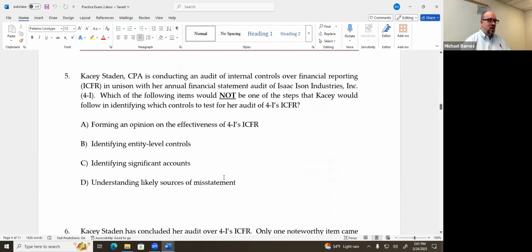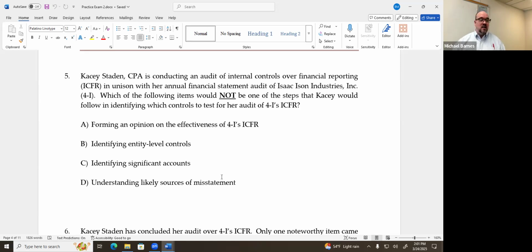Casey Staden, what a name. Casey Staden, CPA, is conducting an audit of internal controls over financial reporting, in conjunction with the annual financial statement audit of Isaac Eisen Industries Incorporated, which I'm going to call 4i from now on. Which of the following would not be one of the steps that Casey would follow in identifying which controls to test for the audit of 4i? Keep in mind, she is trying to determine what steps she's going to follow in order to test controls. She needs to actually plan for her testing of ICOFR.